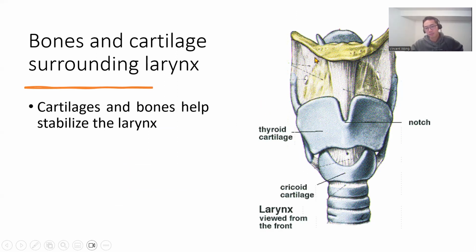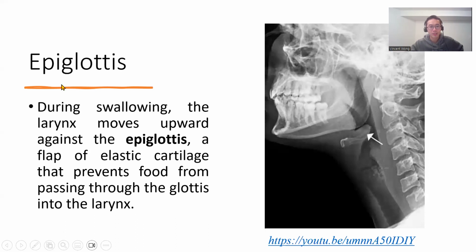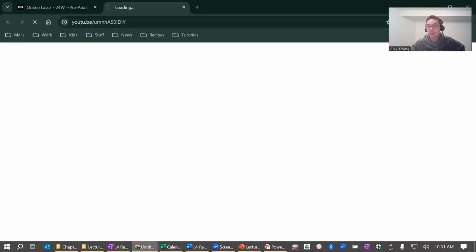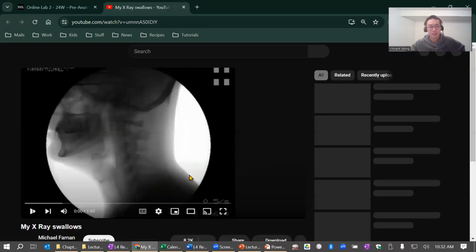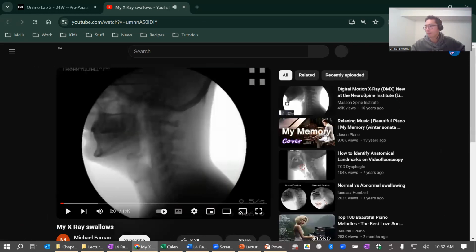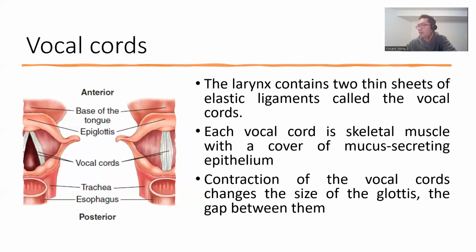I mean, everything is here, but sometimes I think coloring is a good way to learn. So there is the epiglottis. This is an X-ray. You can see the epiglottis right there. Let me see if this link works. Oh, I have to pause the recording first, otherwise it's going to say I have copyrighted material.